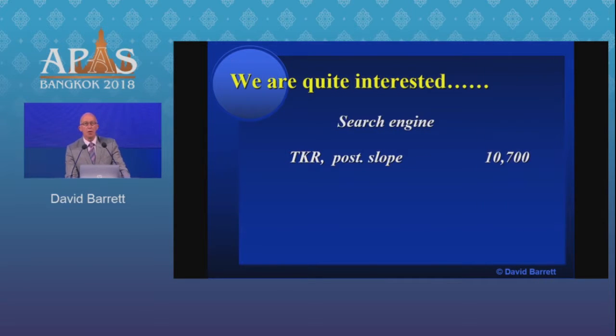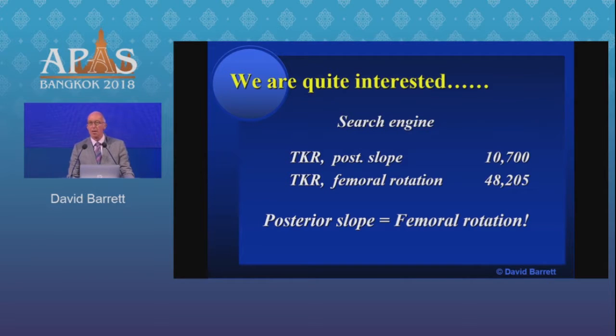And if you look at our publications, we're quite interested. There's 10,000 publications on the posterior slope, but not as many as femoral rotation, for instance. So the posterior slope is the poor relative of some of our alignment aspects. But I'm going to tell you the posterior slope is equal in importance to femoral rotation.